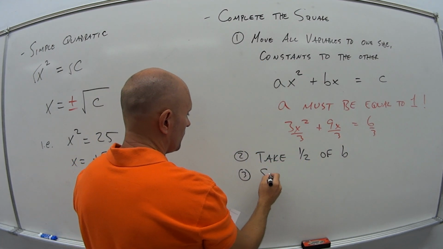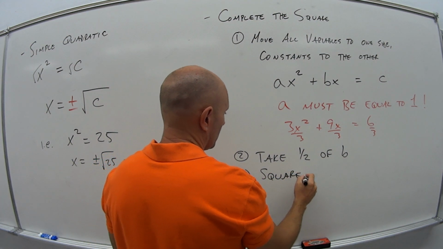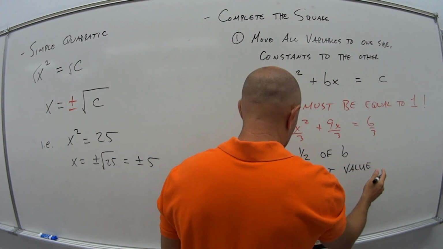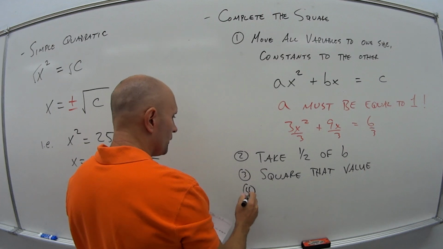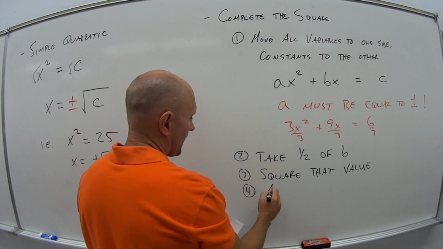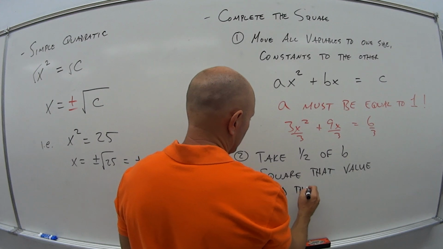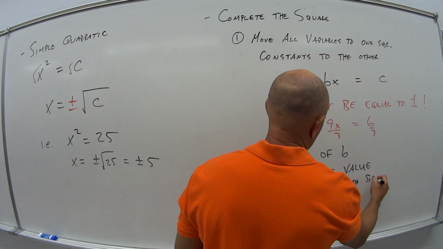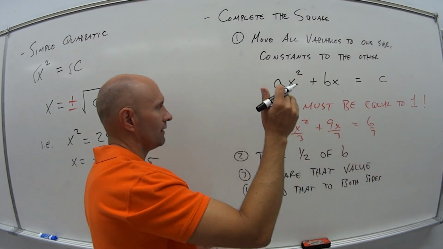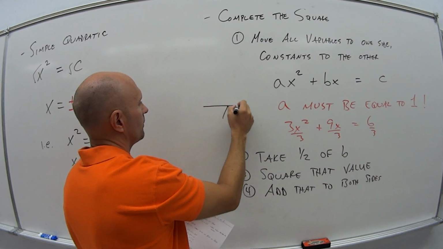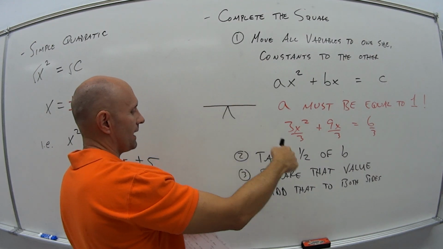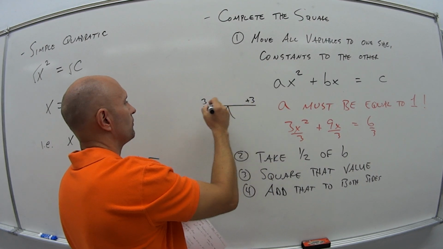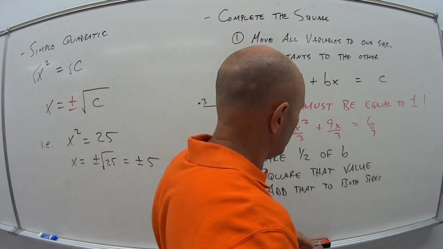Third step, square that value. Step 4, whatever we get from step 3, we add that value to both sides. So don't forget to do left and right. It's like a teeter-totter or a seesaw, depending where you grew up, I guess, and how old you are. So if I square it and I get 3, well, if I add 3 to this side, I also have to add 3 to the right side to keep my equation in balance.